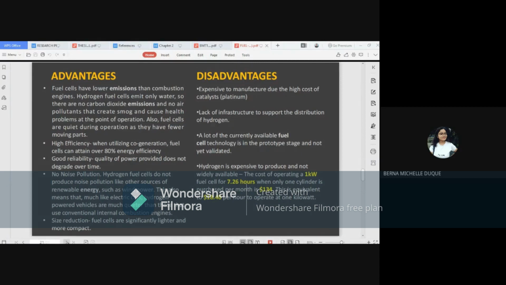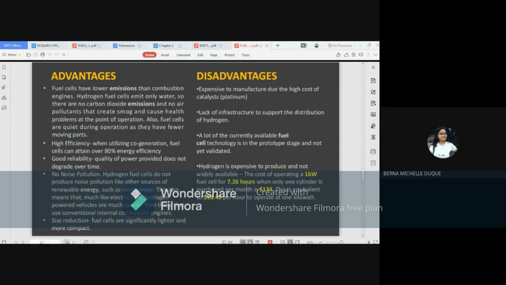So the major advantages: first, it is eco-friendly because it does not have much emission that will cause air pollution. It has no carbon dioxide emissions and no air pollutants that create smog and cause health problems. And it is highly efficient when utilizing cogeneration. Fuel cells can attain over 80% energy efficiency, and good reliability.